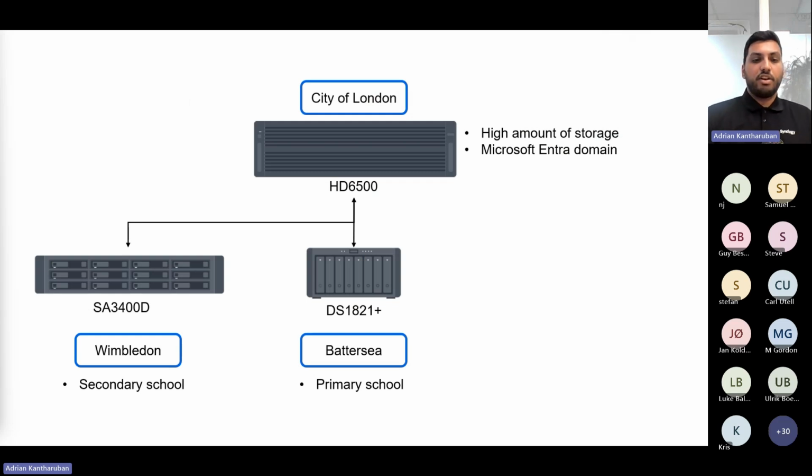So this is a physical overview of what the NAS deployment will look like. Each site will have different parameters. These are the parameters that we essentially hit to pick out the exact NAS that's perfect for that site. So the Multi-Academy Trust, the City of London is their main one. These new sites are just emulating that structure that they've set up in the City of London. So Wimbledon, that's a secondary school, hence the SA series. Battersea is a primary school, a smaller school, so the DS1821+. So we've done the first step, or step one of step one.